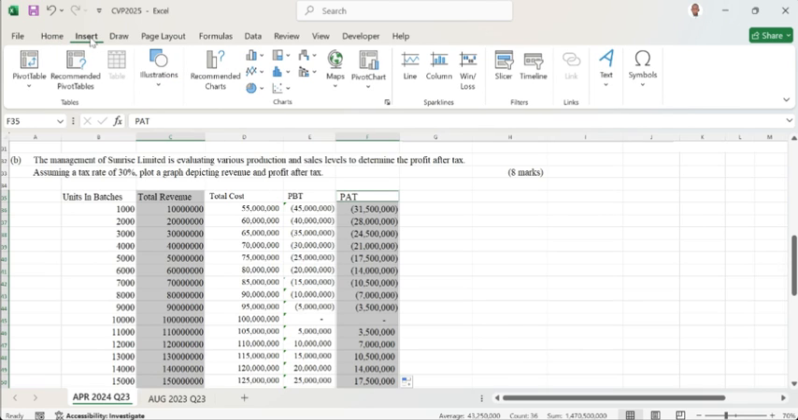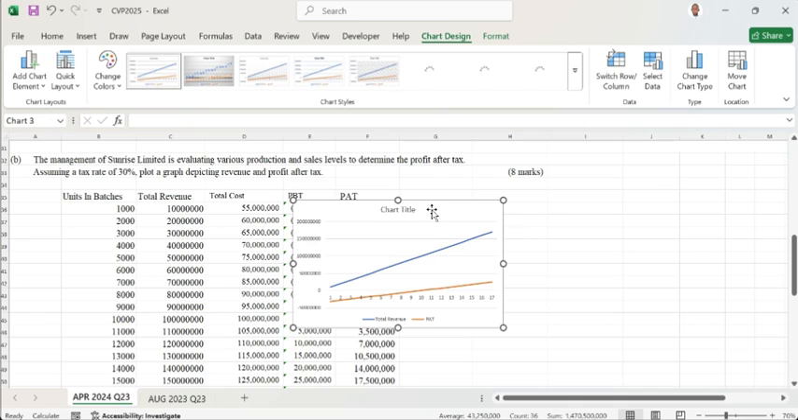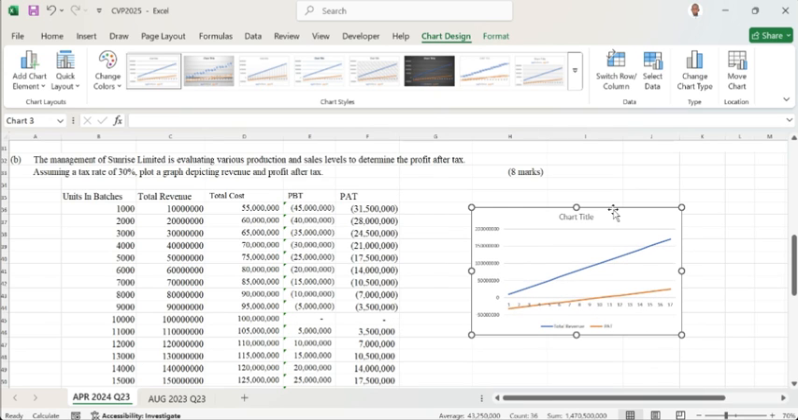By the way, instead of you struggling, if you highlight this, you hold control, click there, shift, drop arrow, you go to insert, recommended, you can use a line graph like that.